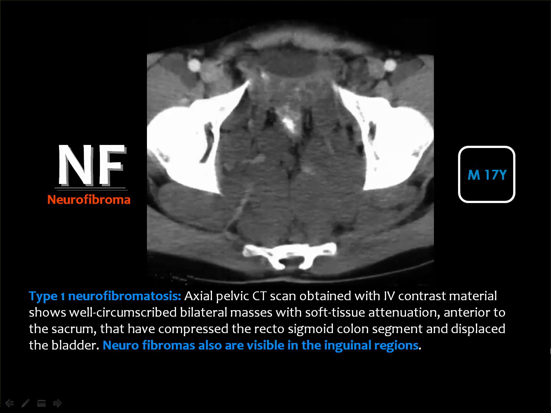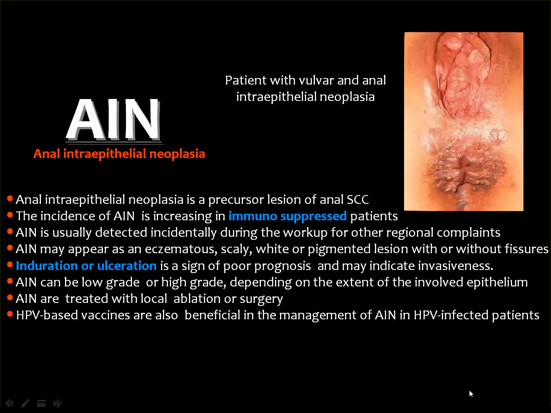And this is neurofibromatosis by CT, where you have bulky, lobulated soft tissue masses of relative hypodensity infiltrating most of the pelvis, extending into the gluteal regions, and some of the neurofibromas are seen adjacent to the femoral vessels.